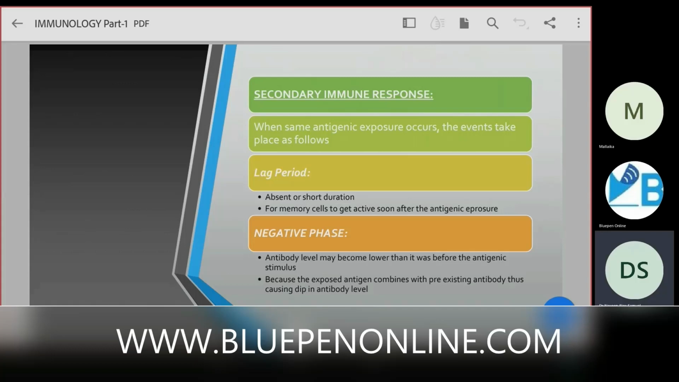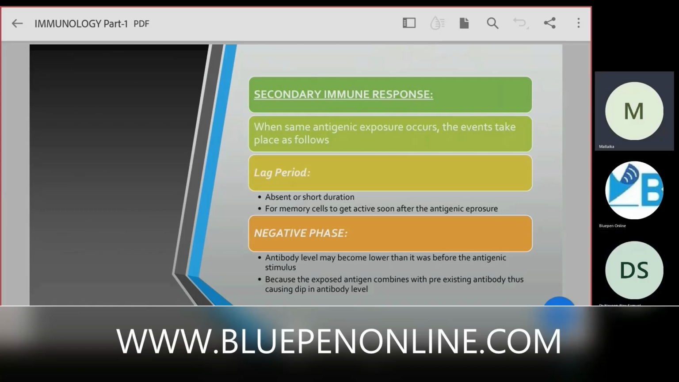That is the negative phase. This dip is due to the antibody level, the number of memory cell antibodies present, decreasing because they form an antigen-antibody complex. The level becomes lower than it was before, because the exposed antigen combines with the pre-existing antibody, causing a dip in the antibody. So you understood what the lag period and negative phase are in the secondary immune response. Got it?